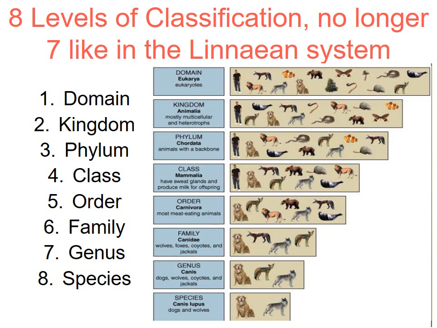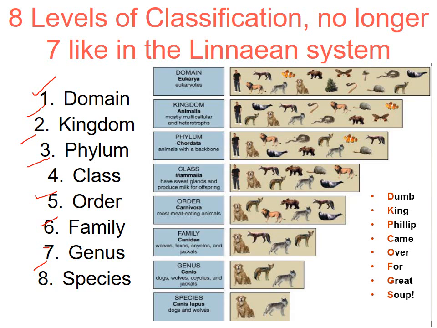So in reality, now we have 8 taxa: domain, kingdom, phylum, class, order, family, genus, species. And so if you wanted a new trick to remember that, dumb King Philip came over for great soup. So domain, eukarya for eukaryotic organisms. Those are the organisms that have a nucleus that surrounds their DNA.